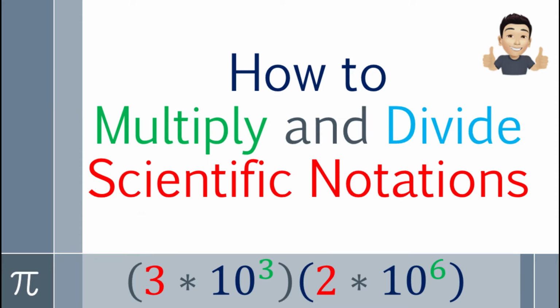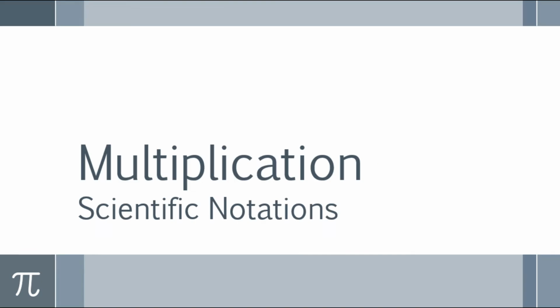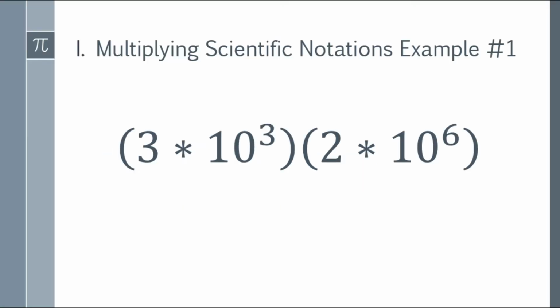Welcome back to my channel, Math and Language, and we're going to tackle how to multiply and divide scientific notations. So let's start with multiplications. Let's have the first example. What if we have the quantity 3 times 10 cubed times the quantity 2 times 10 to the 6th power?